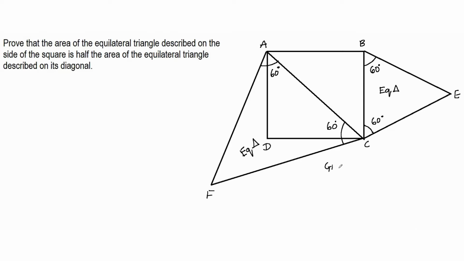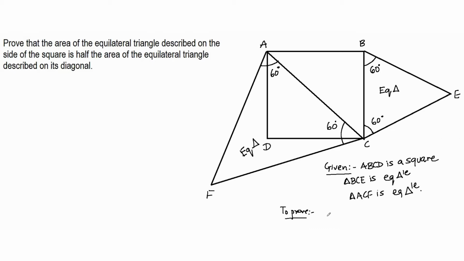So let us write what all is given here. It's given that ABCD is a square. Then it is given that triangle BCE is an equilateral triangle, and triangle ACF is also an equilateral triangle. And now we want to prove, let's say, to prove: area of triangle BCE is equal to half the area of triangle ACF.